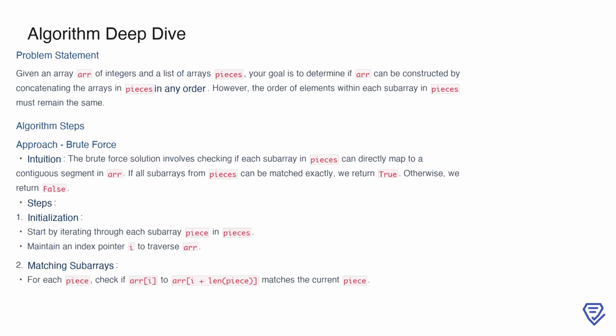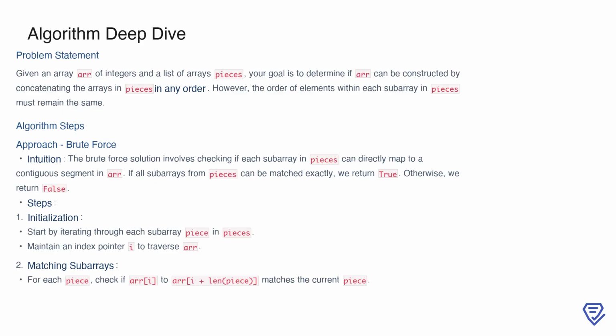To understand the problem, consider that we are given an array ARR and a list of arrays called pieces. Our task is to determine whether we can reconstruct ARR by concatenating all the arrays in pieces in any order. The important constraint here is that the elements within each subarray in pieces must remain in their original order.